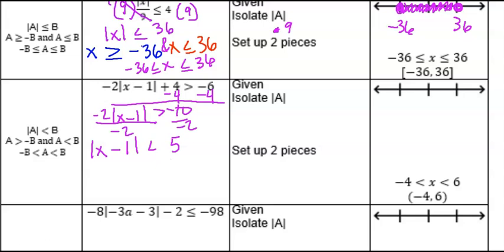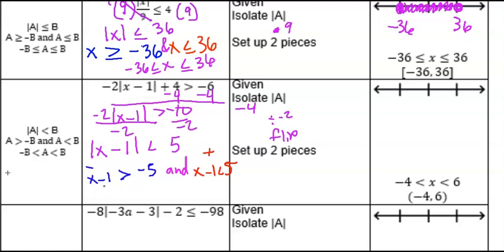Set up your 2 pieces. So for a negative piece, we have x minus 1 is greater than -5. And then for a positive piece, we have x minus 1 is less than 5. The word we'll put in the middle is "and," because of the form. We have a less than sign with our isolated absolute value.